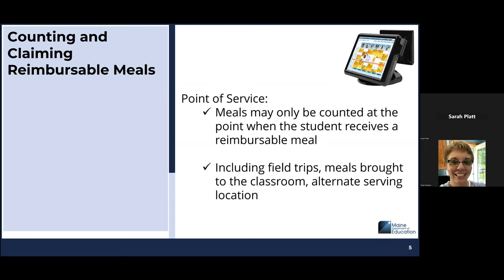When I say point of service, that means meals may only be counted at the point when the student actually receives the reimbursable meal. Again, not before that. So point of service would be included during field trips when meals are sent off site, and any meals that might be brought to the classroom or alternate serving location. So again, in those unique situations, meals cannot be counted for reimbursement prior to them being served to students.